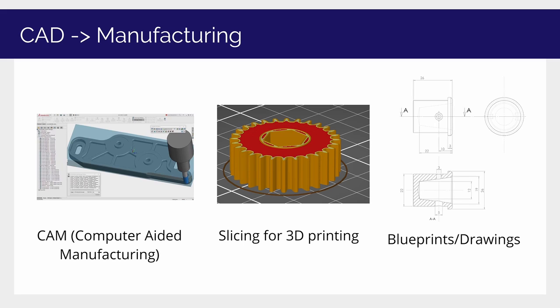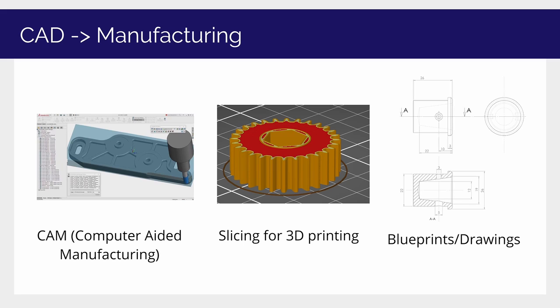The first is by taking the CAD files that they create and using something called CAM, or Computer Aided Manufacturing. This allows you to make toolpaths and show how an automated machine would move through a piece of metal or stock to cut out the part that you're looking for.